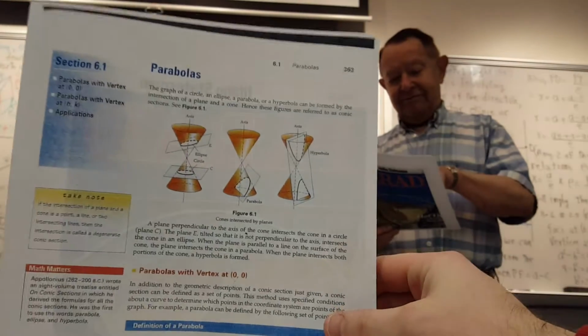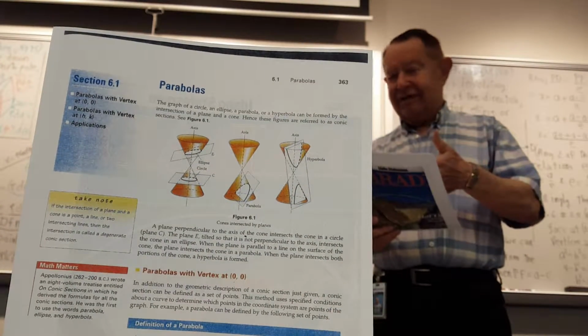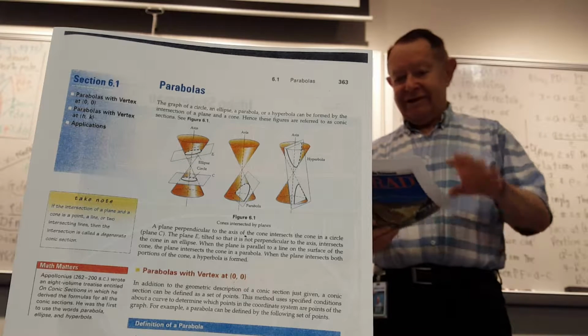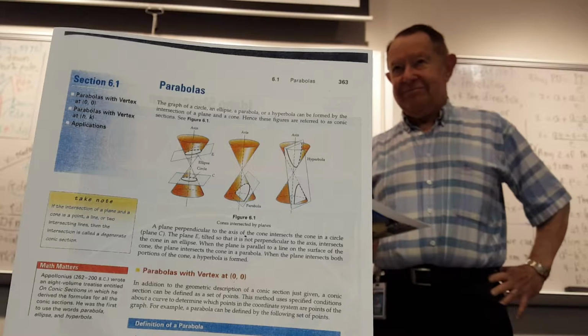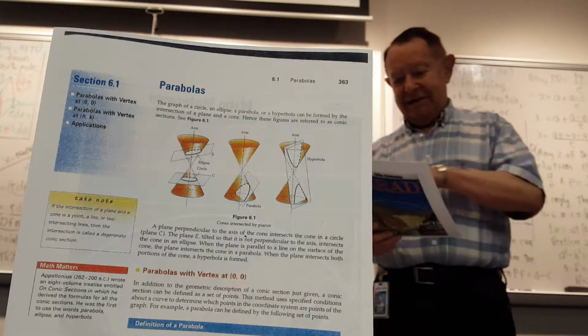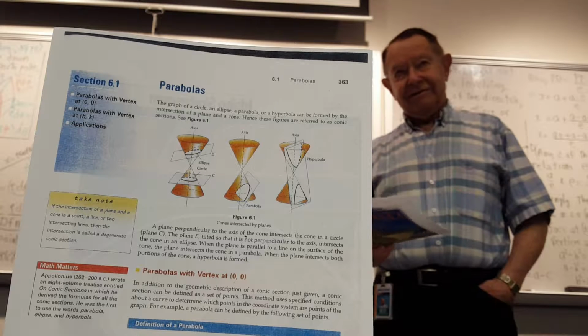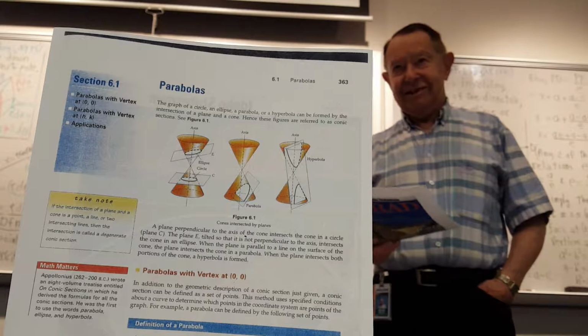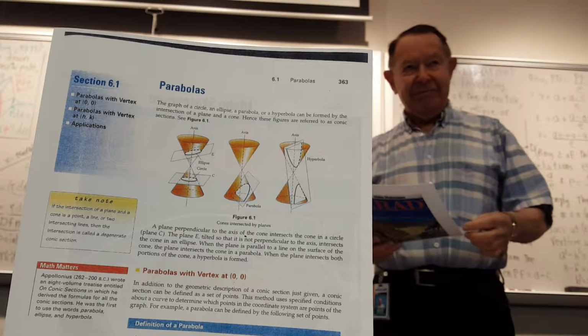If you were to cut through right where the upper half and the lower half meet, the actual word for half of the double cone is nappe, N-A-P-P-E. But anyway, if you cut right in the middle there, you get a point. So a point can be a conic section. Think of it as a circle with zero radius, say.